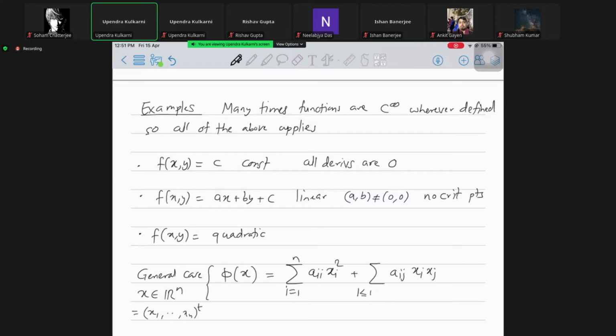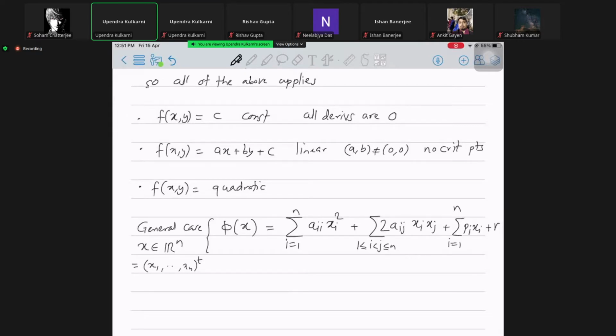So 1 ≤ i < j ≤ n. And then for some reason, I normalize this in such a way that I call this coefficient 2 times a_ij. You will see the reason for this, because something becomes nicer. And then plus I have a linear part, so plus some sum of p_i x_i plus some constant, which is called r. So this is i going from 1 to n.